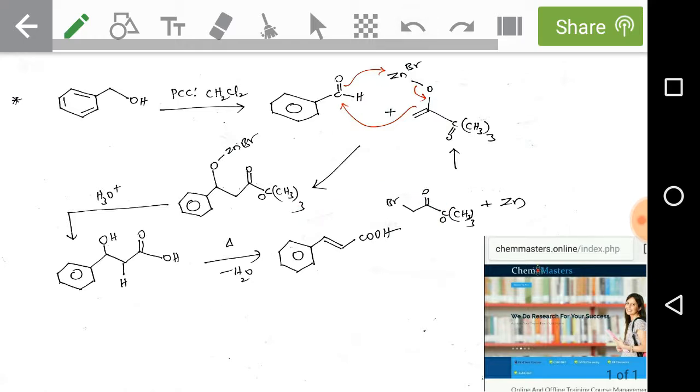That means from all this analysis, reagent combinations A, C and D are producing cinnamic acid from benzyl alcohol. That's why they are the correct reagent combinations.